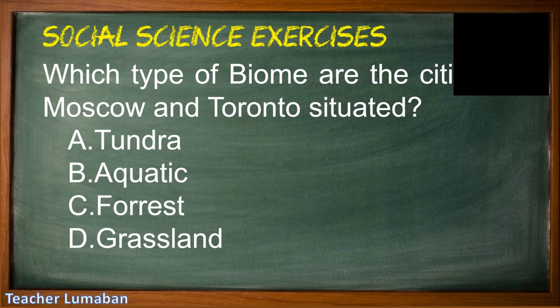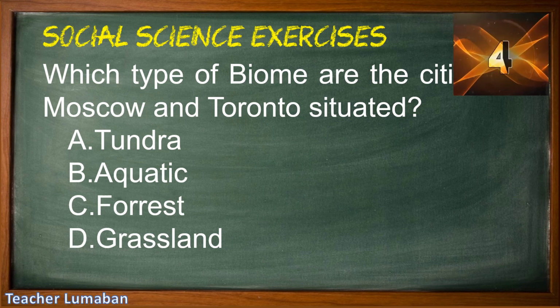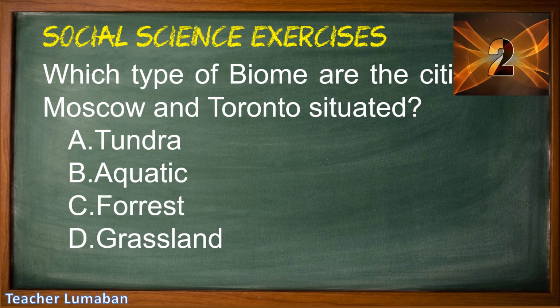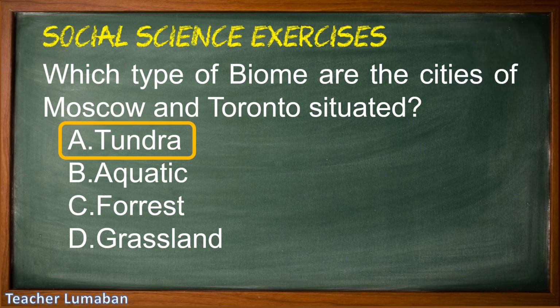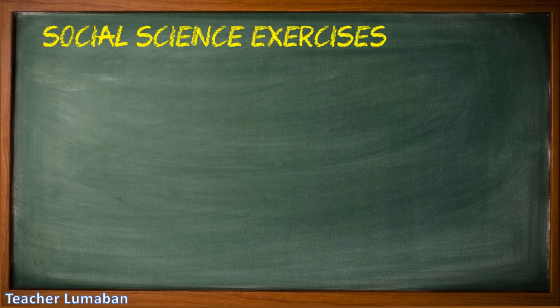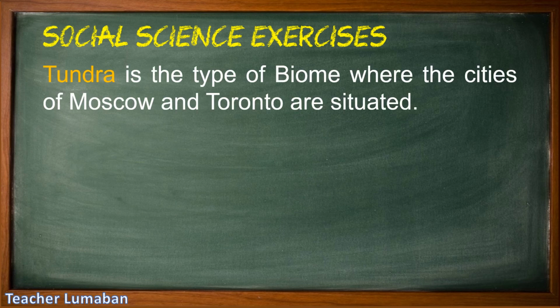Please determine the suitable description of the following choices in 5 seconds. 5, 4, 3, 2, 1. The suitable description is letter A, tundra. Tundra is the type of biome where the cities of Moscow and Toronto are situated.